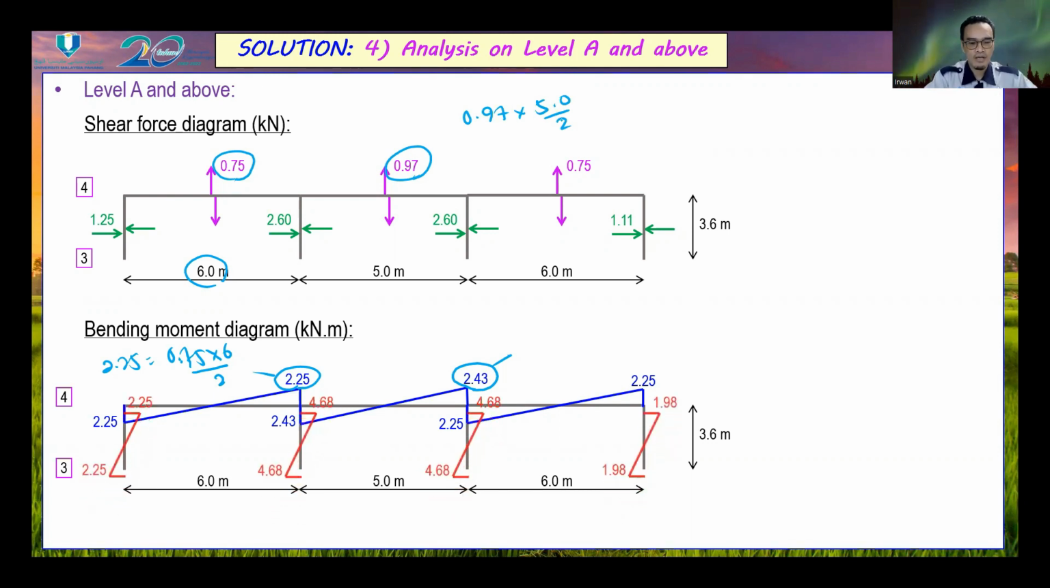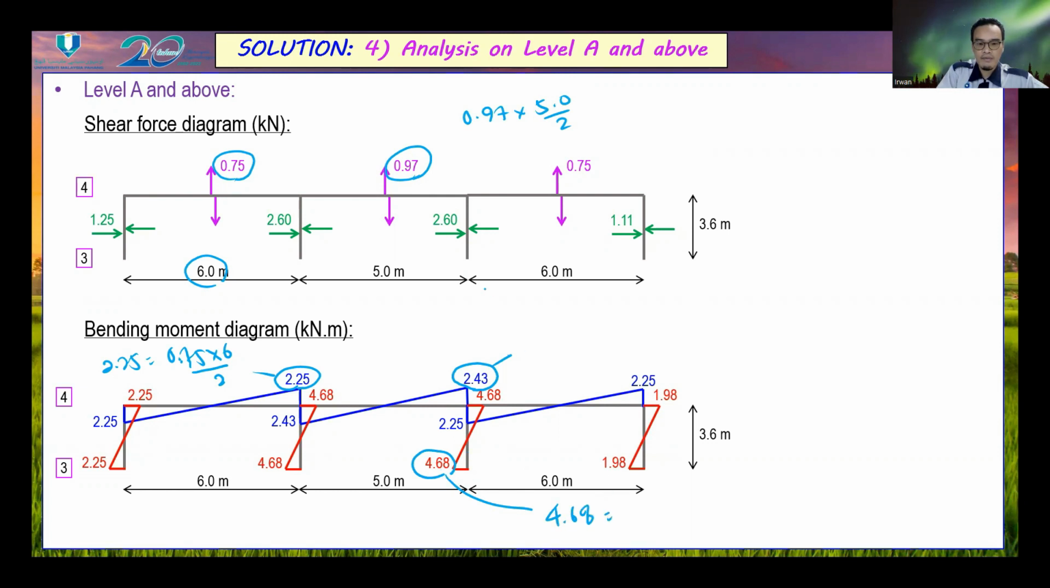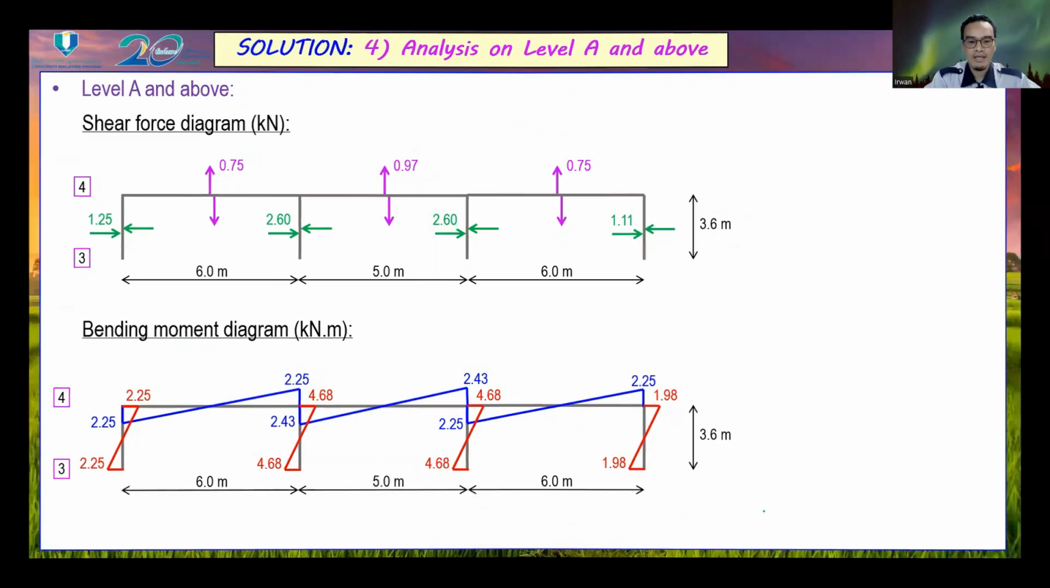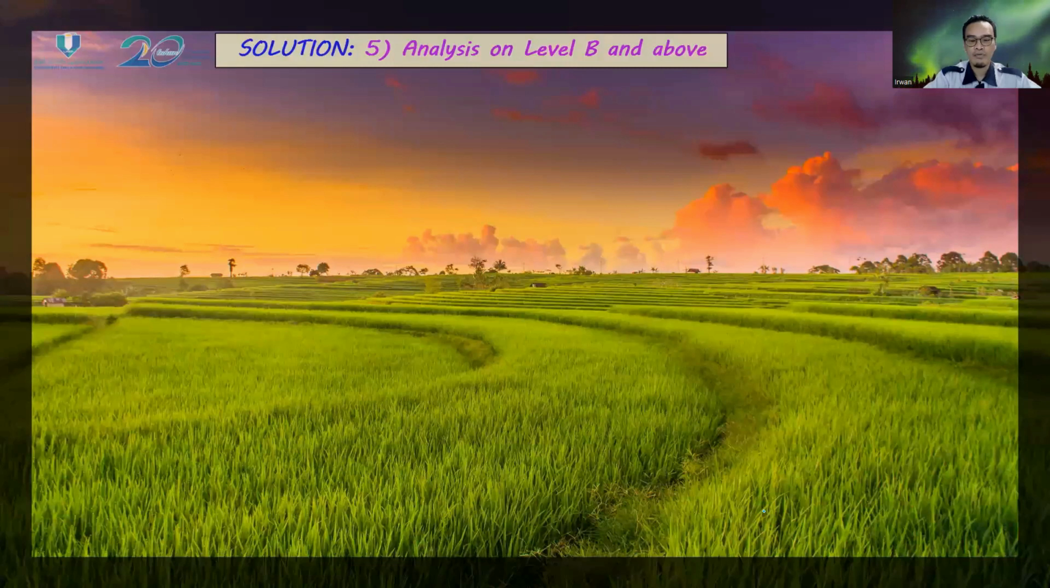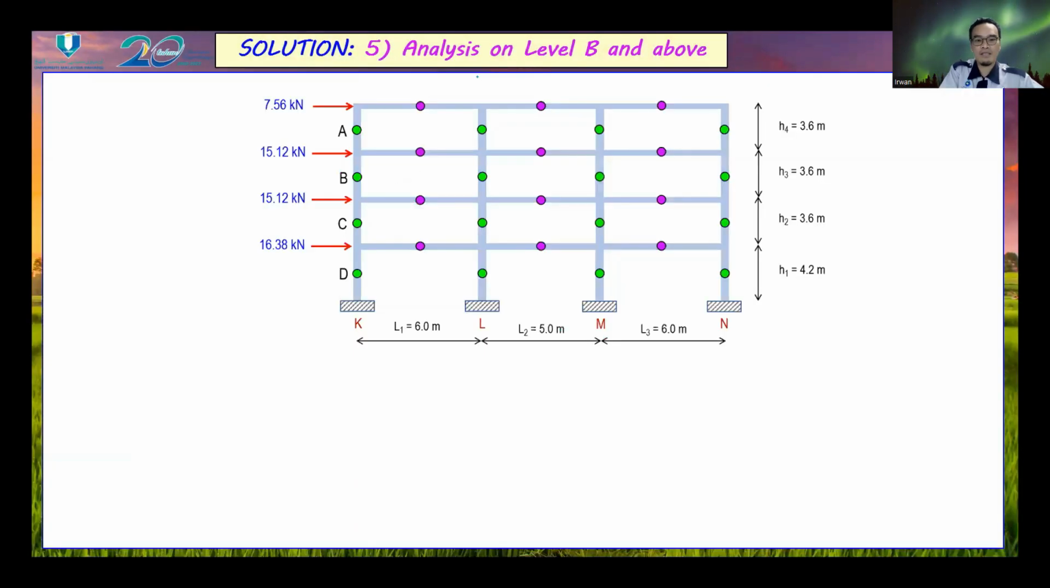Next, for the column, this is the value of bending moment. A similar method, let's say for this value, 4.68. I obtained 4.68 from considering this value of shear force, 2.60, times the column height, 3.6, divided by 2. Okay, next.